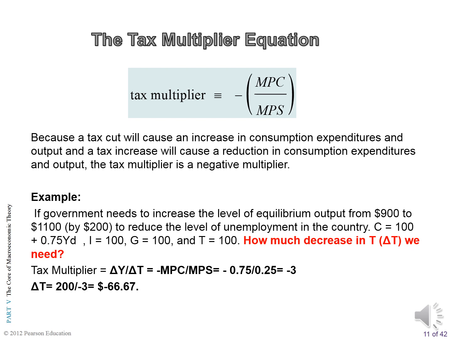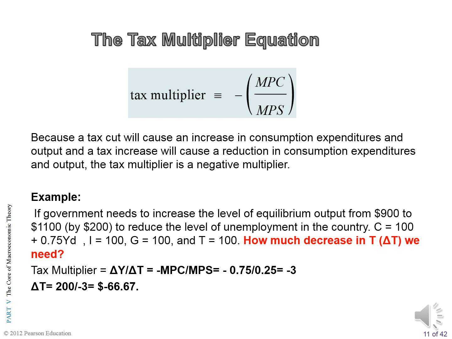Delta Y equals the value of the multiplier times delta T. So delta T equals change of Y, which is 200, over the value of the multiplier, which is negative 3. So it will be negative 66.67. What does this negative mean? Is there such a thing as negative money? This means decrease. So taxes should decrease by $66.67 to increase Y by $200.